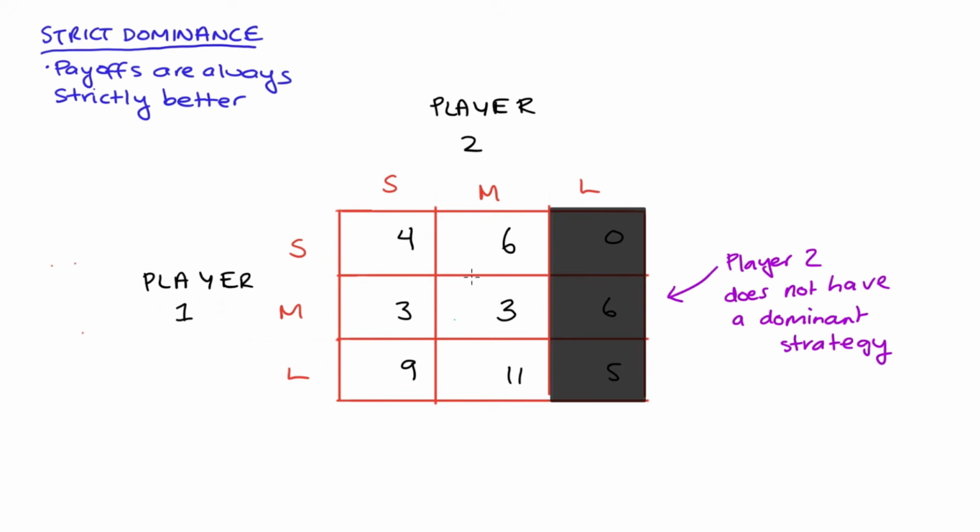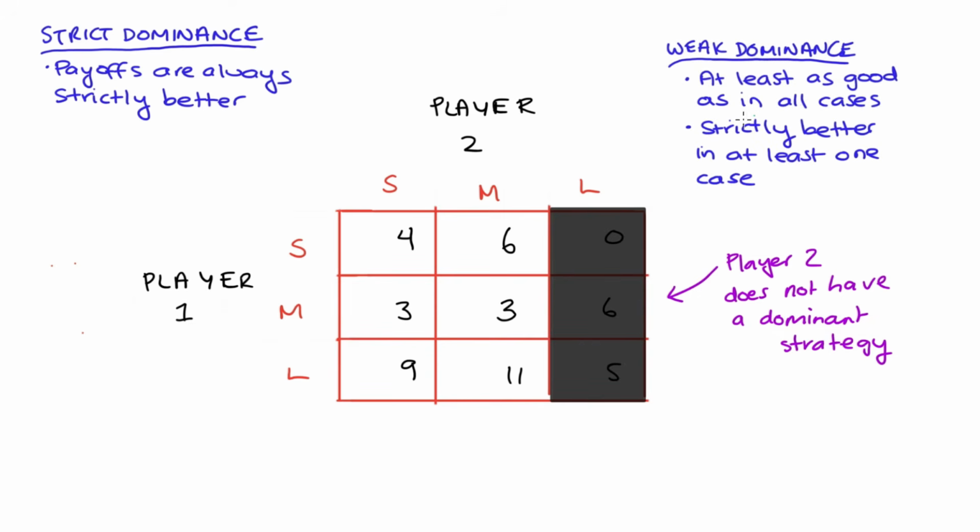I'm going to start by blocking out L and comparing S and M. So I'm thinking about dominance relations between strategies here. You can see that M for player 2 is at least as good as S in every case and is strictly better than S in actually 2 cases. 6 is bigger than 4 and 11 is bigger than 9. Now this corresponds to what we call weak dominance. Weak dominance occurs when a strategy is at least as good as another strategy in every case, and strictly better in at least one case. So there isn't a strict dominance here because M isn't strictly better than S in every case. We have these 3s that are equal, but we can say that M weakly dominates S for player 2.